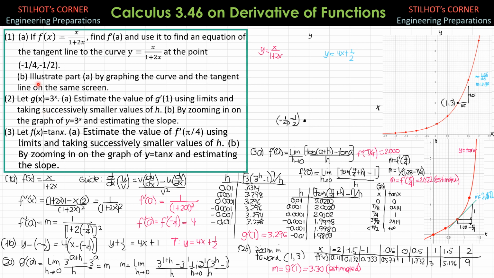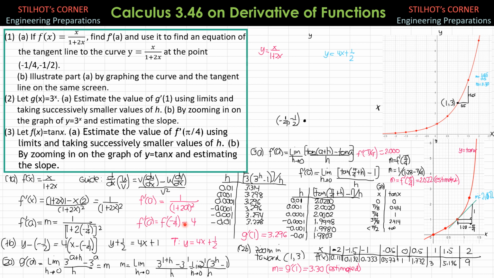Then part B, this is now the specific value. So f prime of a is f prime of negative 1/4, because the point has x equals negative 1/4, and it is equal to 4. So 1 over quantity 1 plus 2 times negative 1/4, squared. This is 1/2. So 1 over 1/2 squared is 1 over 1/4, and 1 over 1/4 is 4.